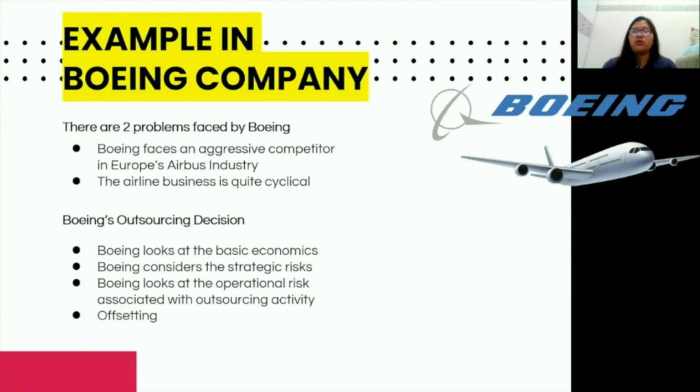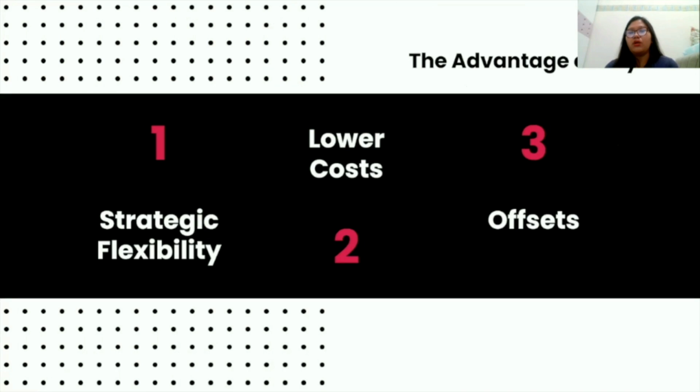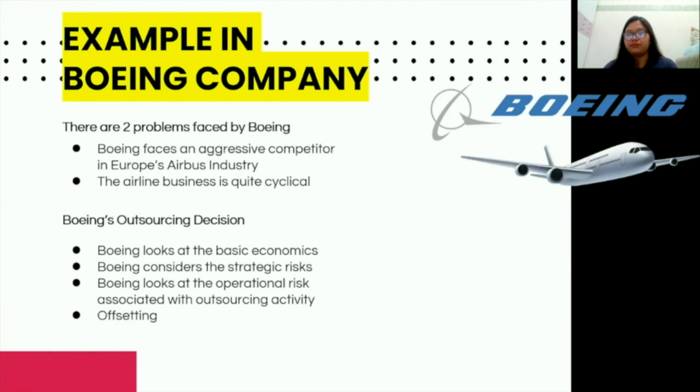It's about outsourcing at the Boeing company. The Boeing company is one of the two premier makers of commercial jets in the world, holding around half of the global market for large commercial jet aircraft. And there are two problems faced by Boeing. The first one is that Boeing faced an aggressive competitor in Europe's Airbus industry. The European market is being captured mostly by Boeing's competitor, Airbus, and this causes both parties to bargain down their prices and makes a price war happen.